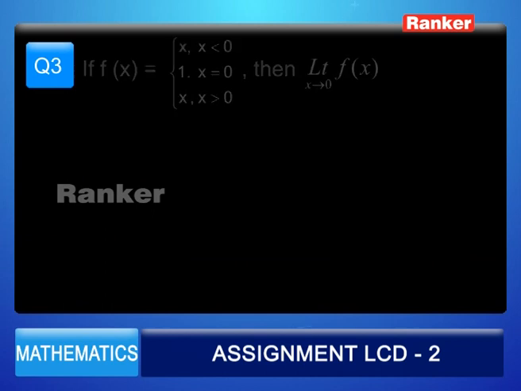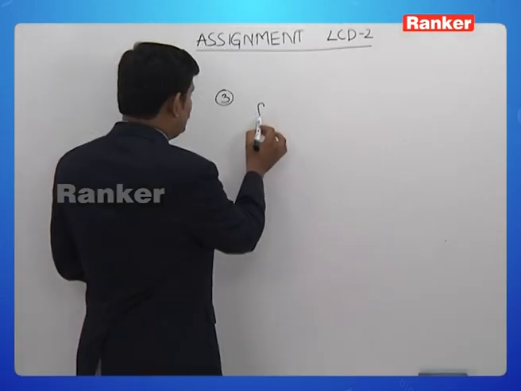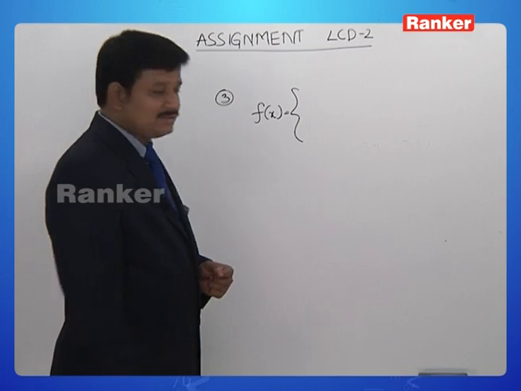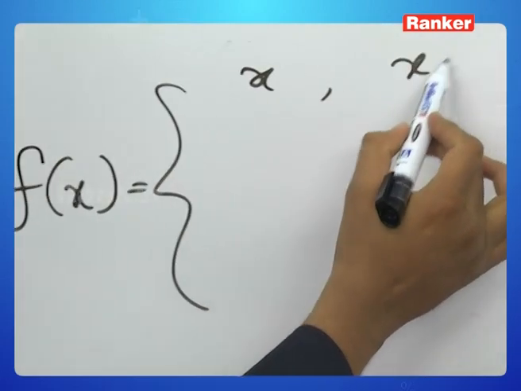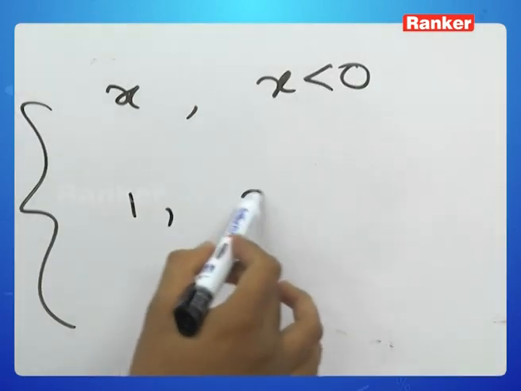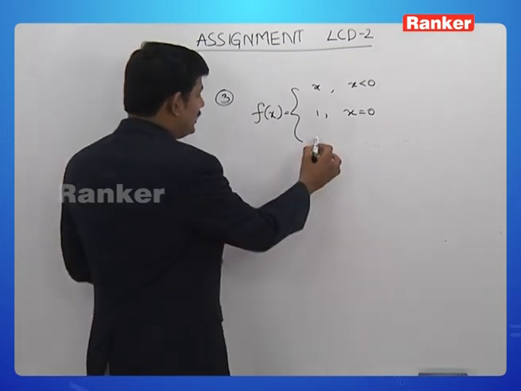Next question, let f of x be equal to x if x is less than 0, 1 if x is equal to 0, x square if x is greater than 0, and we have to find limit x extending to 0 of f of x. So function is given, f of x is equal to x if x is less than 0, 1 if x is equal to 0, and x square when x is greater than 0.